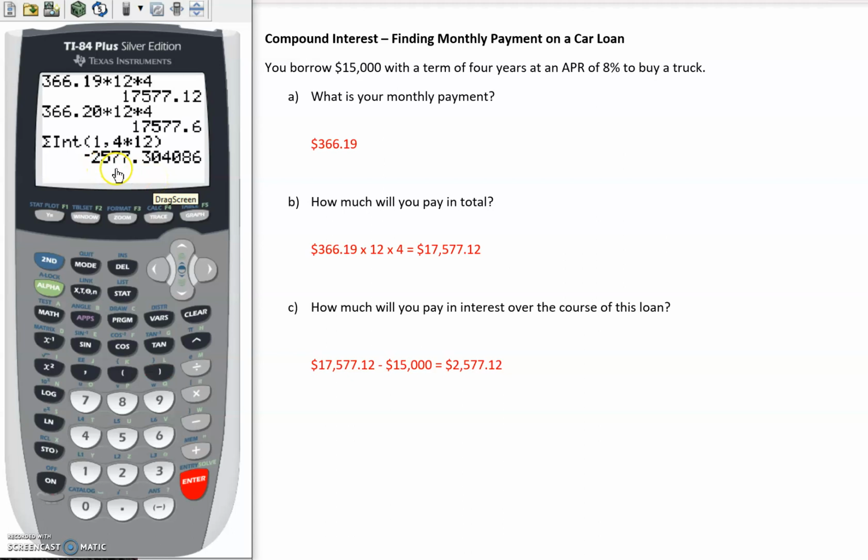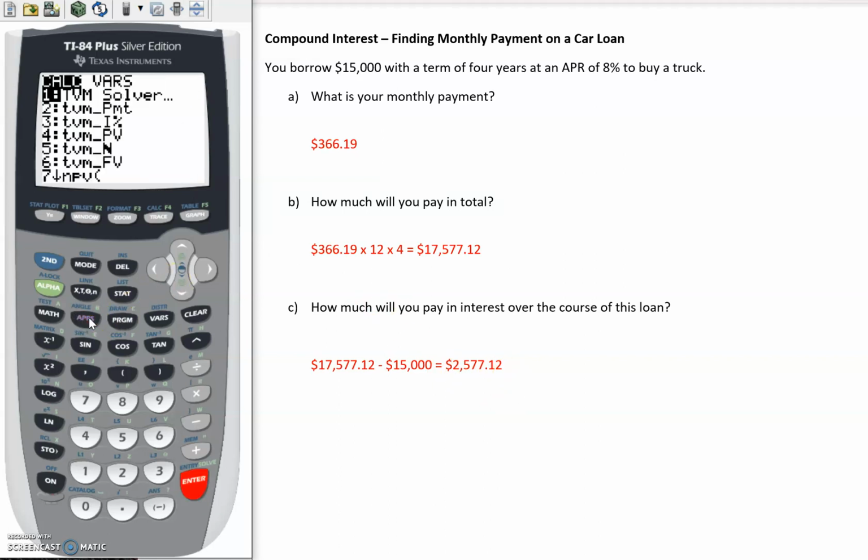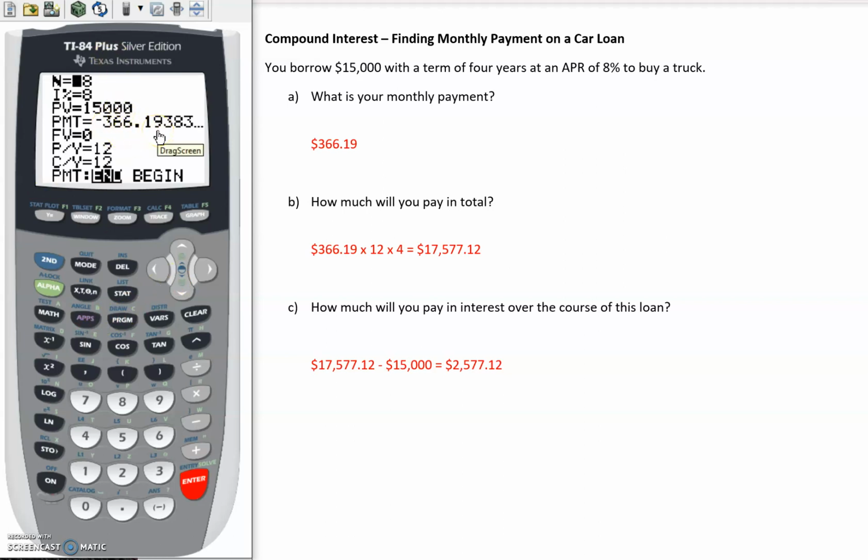Notice that we have a very similar number to what we found down here, 2,577.30. Why are these off a little bit? For the same reason we talked about before. If we go back into the solver, 366.19 wasn't really the full story. We had a little bit extra here. And even if we use 366.20, that's still not quite the full story either. So the reality is somewhere in between.